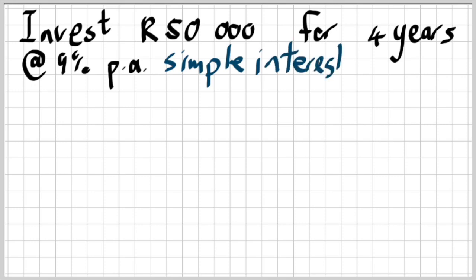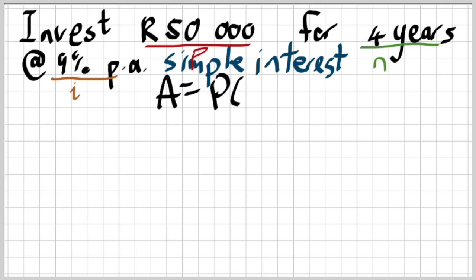So if I look at the sum, I always analyze the question first. What is the 50,000? Well, that is the P value. The n is your number of years in this case, which is 4, and your i is 9%. Always start with a formula. So A is equal to P times (1 plus in). Very simple and straightforward.